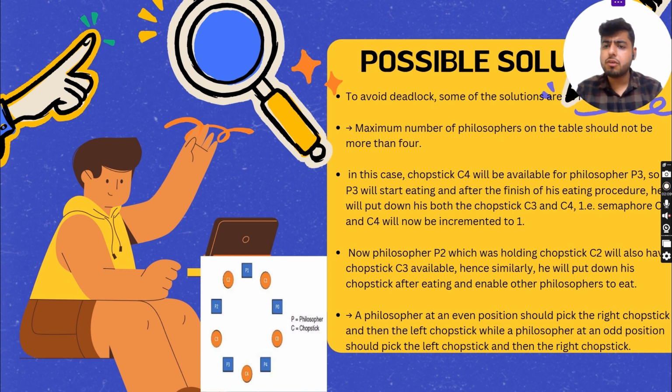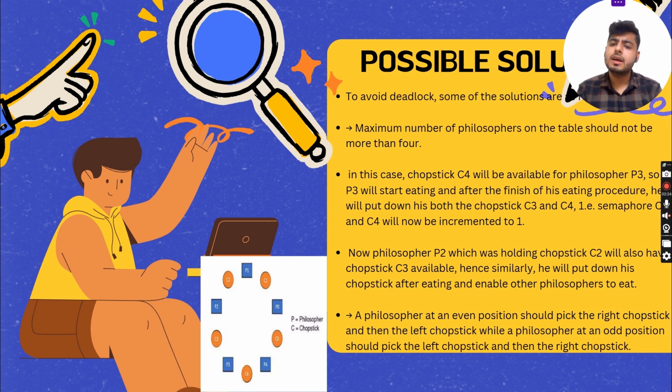Now, possible solutions to avoid deadlock. Some of the solutions are as follows. The maximum number of philosophers at the table should not be more than 4, or we can say that we can reduce the philosopher number by 1. And in this case, chopstick C4 will be available for philosopher P3.